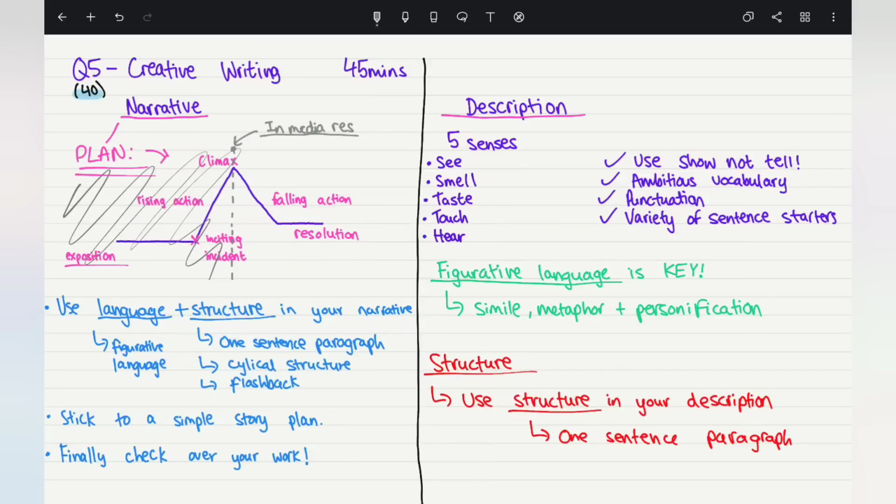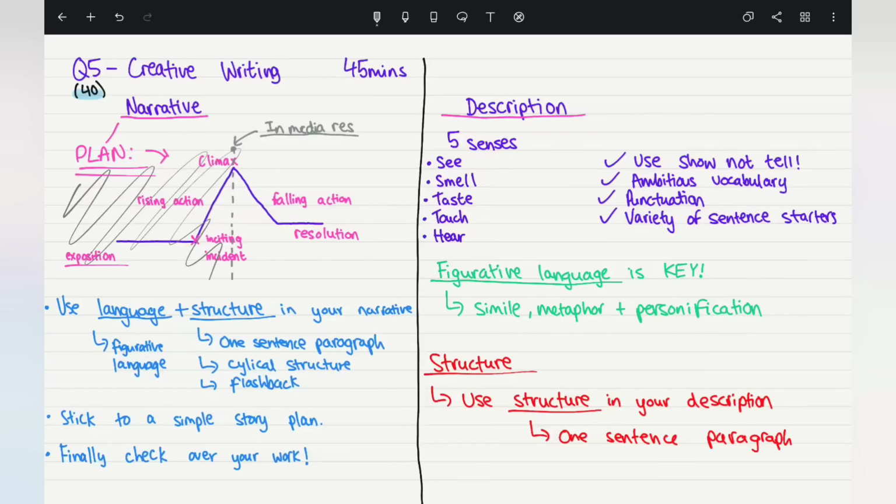And stick to a simple story plan. I see some of my students, they imagine as if they are the director for Marvel Studios. You don't have time for that. Keep it simple, keep the narrative simple. And finally, check over your work. Absolutely crucial. Your technical accuracy, AO6, you need to make sure that you are checking over your spelling, punctuation, and grammar.